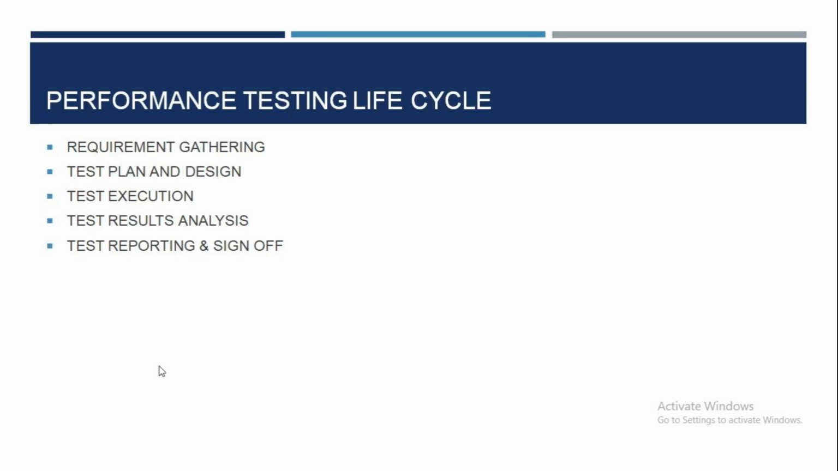They can be applicable to a waterfall model of delivery. They can be applicable to an agile model of delivery. These phases will fit in any model. Clear, all of you? Requirement gathering, test plan and design, test execution, test results and analysis, test reporting and sign off.